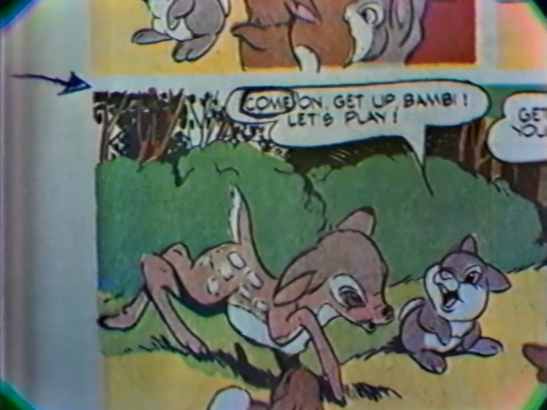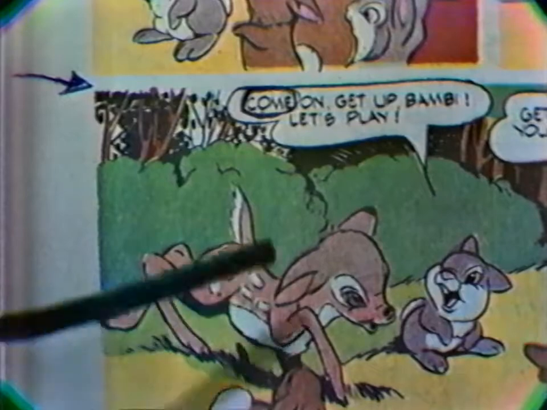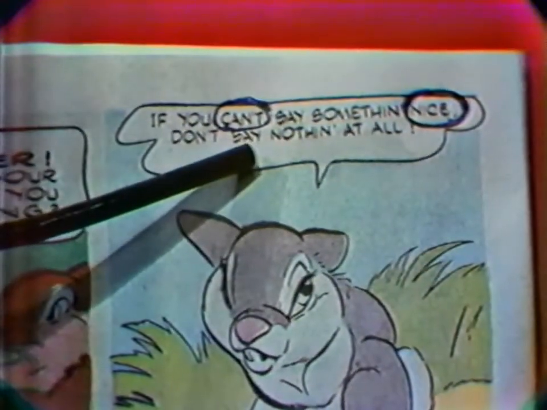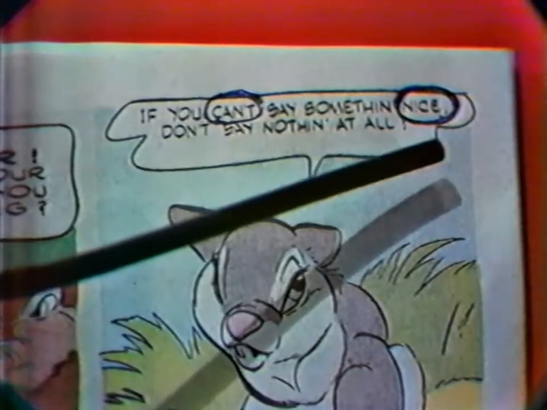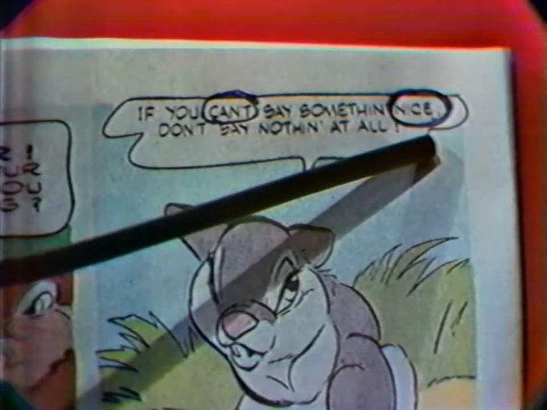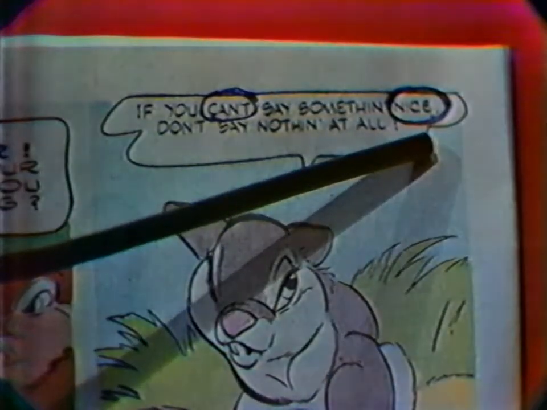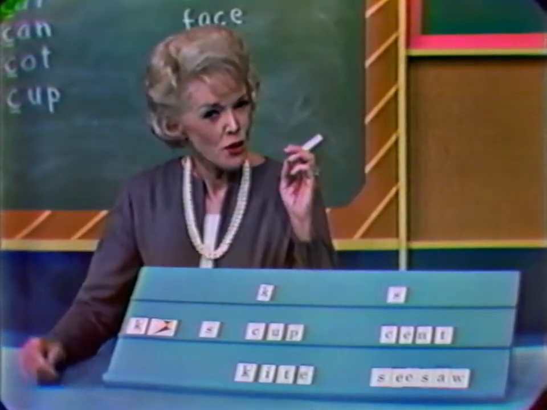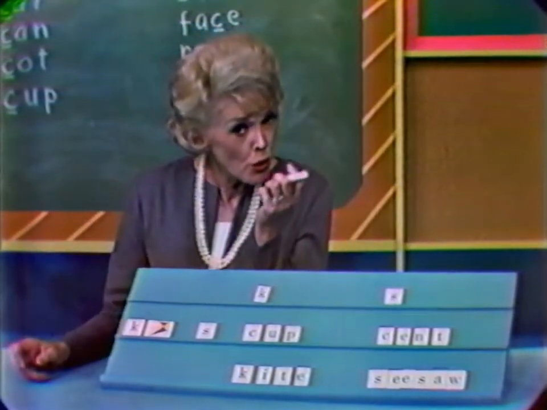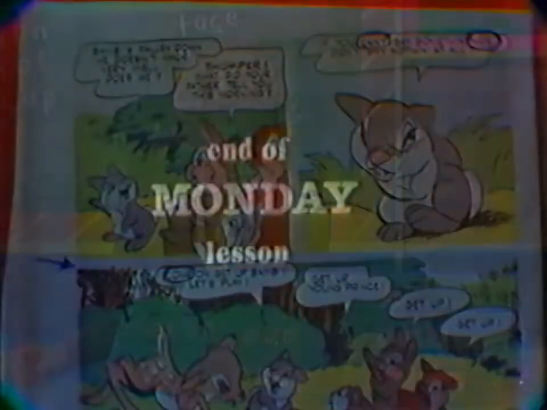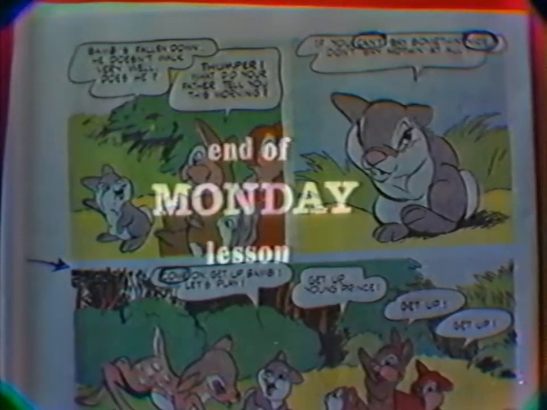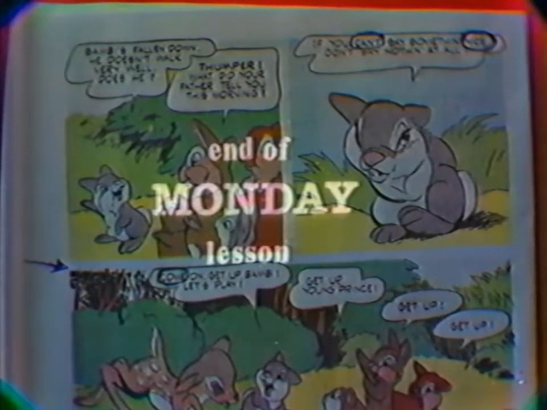So let's find a hard C, and here it is. Come, come, or can't, can't. The soft C will sound like an S if it comes before an E or an I, like nice, nice. Now, when you finish, tell Mommy or Daddy whether the comic has more hard C's or more soft C's. And remember the rule. C says K in most of the words you try, but C says S before the E and I.